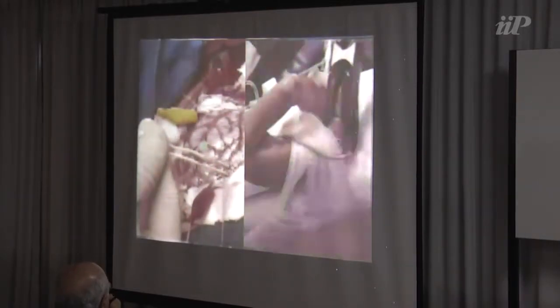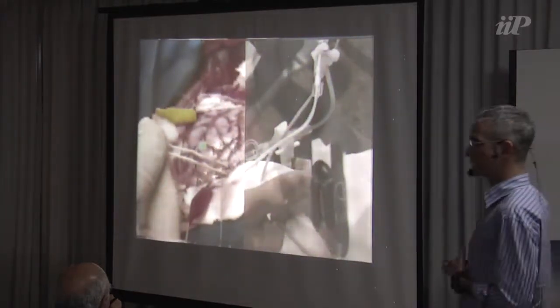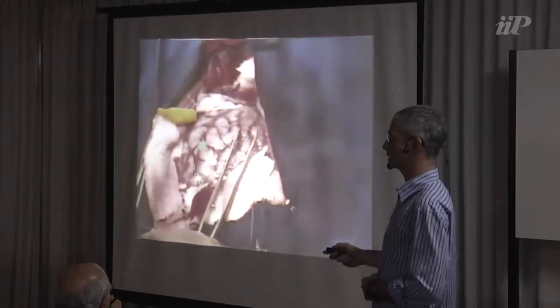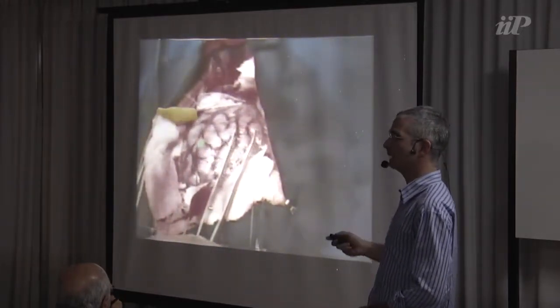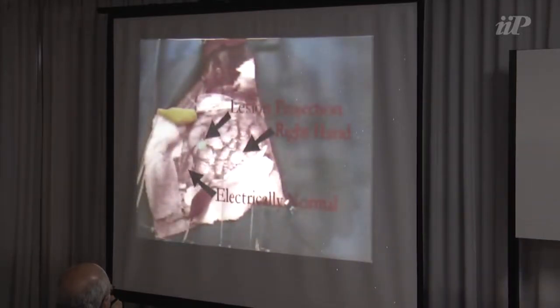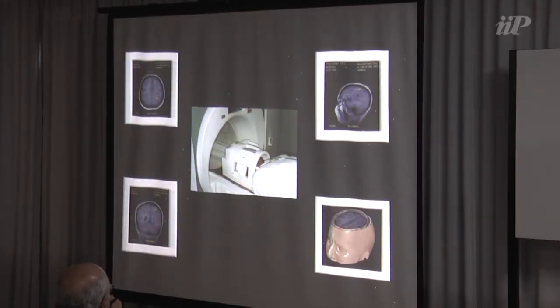Well, the first thing I have to say is that this procedure is not used everywhere. I have to rephrase it. Not many places use this electrical corticogram. So what is it that the surgeon relies on? Experience.